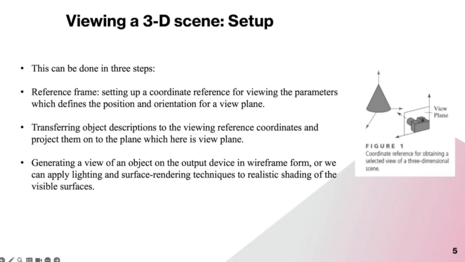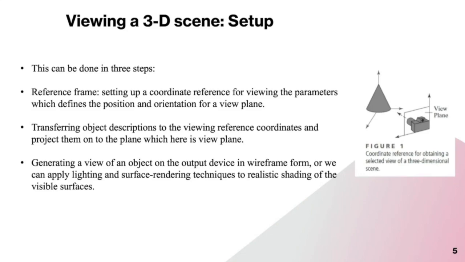Okay, viewing a 3D scene setup. We have been capturing scenes with our phone cameras lately. Whatever scene we view from a position, we capture in a 2D way, and that is called a reference frame. When you set up a reference frame, you set up a coordinate reference for the viewing parameters, which define the position and orientation of the view plane. Then we transfer the objects to the view reference coordinates and project them onto the view plane.